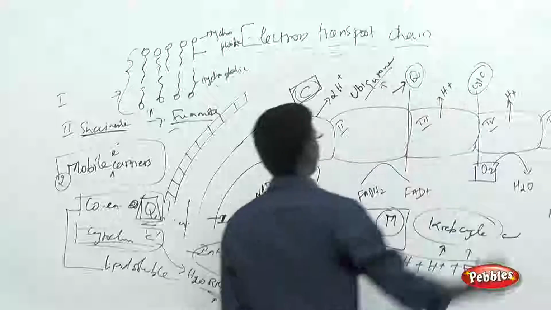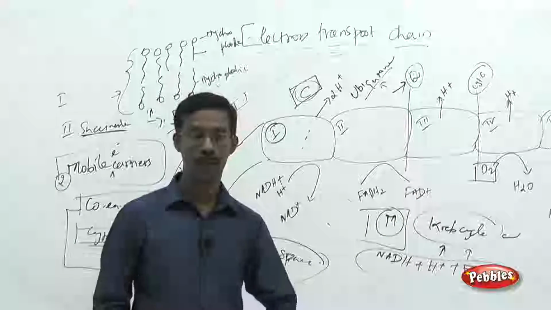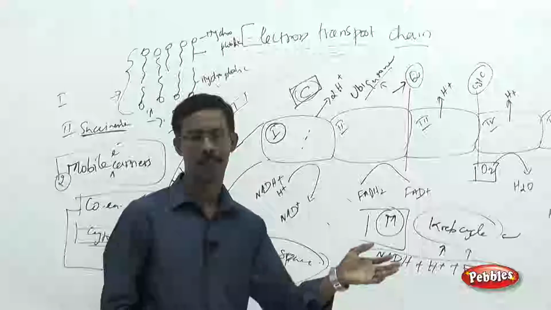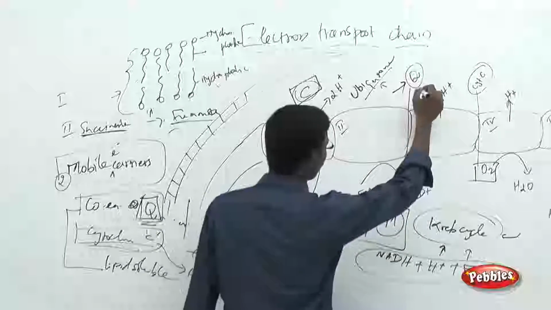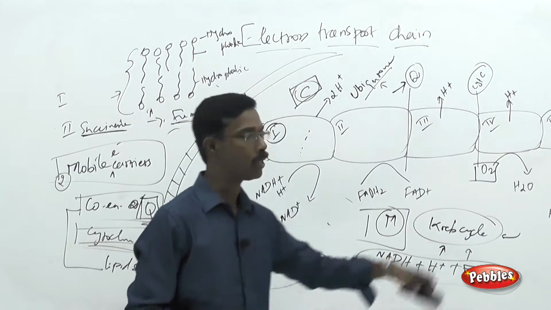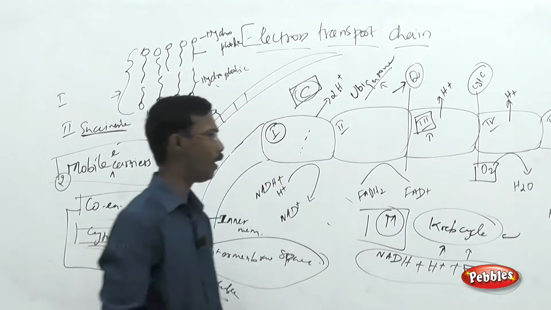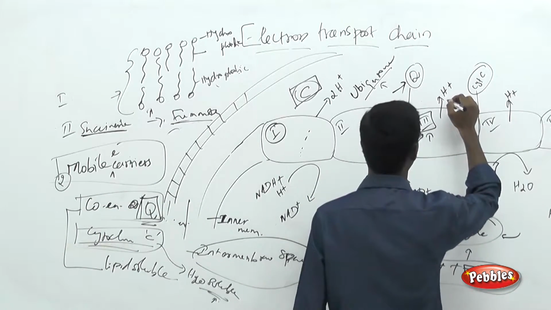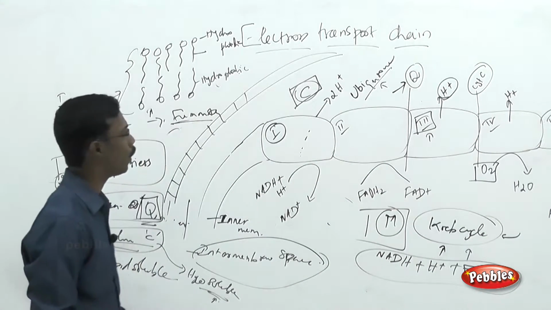As I told you, the entire process is oxidation and reduction, or we can call them redox reactions. Some molecules are going to get oxidized and some molecules are going to get reduced. So from the quinone, it is going to transfer the electrons to the next complex, that is complex 3. Complex 3 is going to pump protons out of the inner membrane into the intermembrane space. This is what you have to remember.